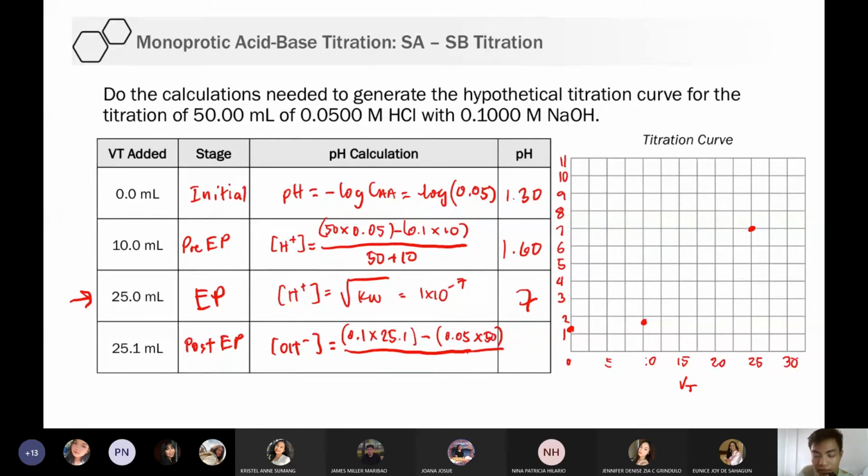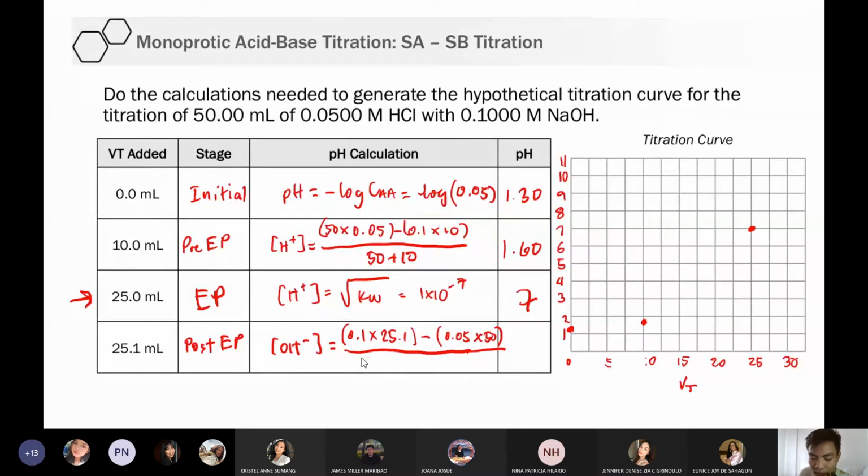Okay? Hindi nagbabago yung molarity ng analyte. Okay? 50 talaga yan. Wala na tayong magagawa doon. Okay? So, yan. 0.1 times 25.1 mole ng base minus 0.05 times 50. Ito yung mole ng acid. So, pinag-subtract mo yan, makukuha mo yung sobrang OH. Divided by the total volume.